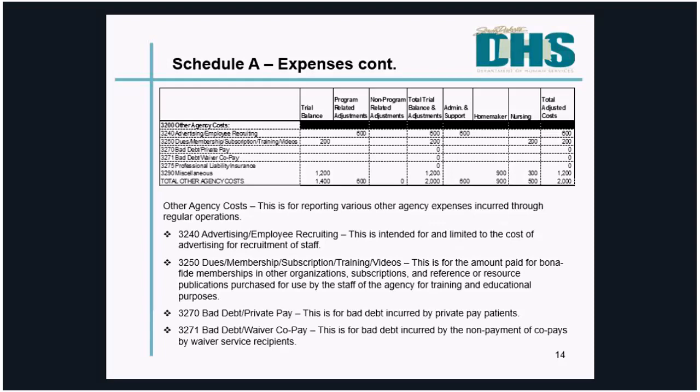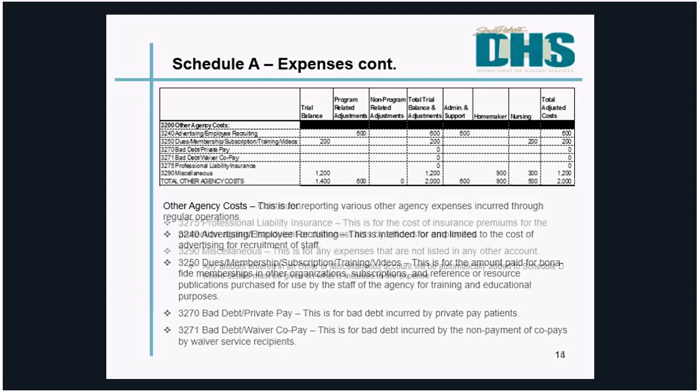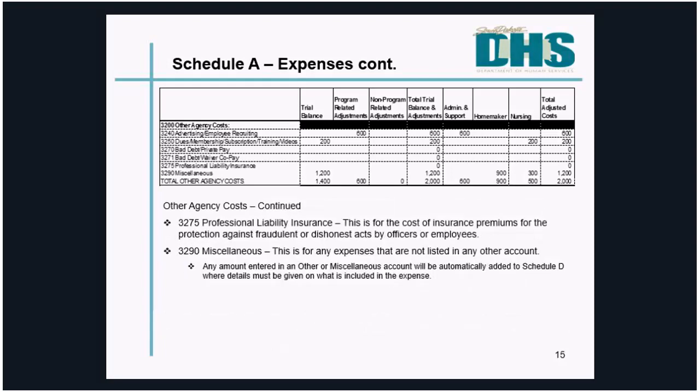Bad debt, private pay, any bad debt incurred would need to be reported and then removed as a non-allowable expense. Bad debt for your waiver co-pays, again, same thing, it needs to be reported and then removed as a non-allowable expense. Continuing on with other agency costs, we have professional liability insurance, and then also miscellaneous or other expenses that cannot be identified specifically to those areas would go into the 3290 miscellaneous account, and that amount will again be taken over to Schedule D where additional detail will be given.